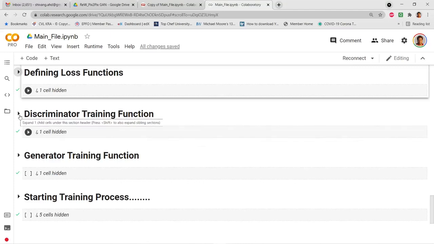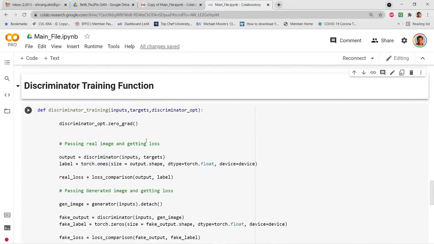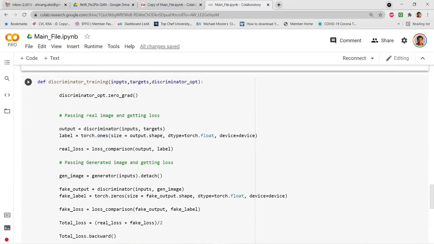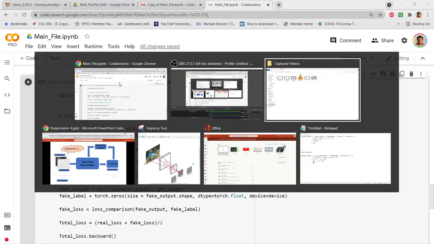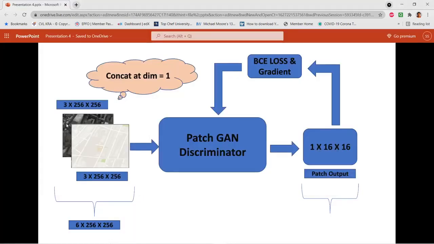Okay guys, so now let us try to understand discriminator training and generator training. So this is the discriminator training. You can see for discriminator training we are giving two inputs and targets. So what are these inputs and targets? The input is the darker image and the target is the lighter image. Both these images are given as input to the discriminator, and the discriminator will produce some values of a 16x16 matrix.